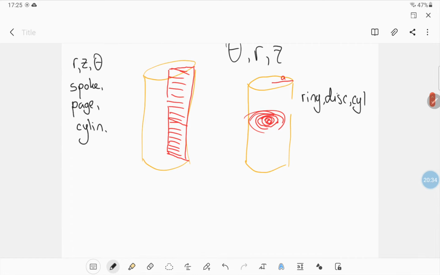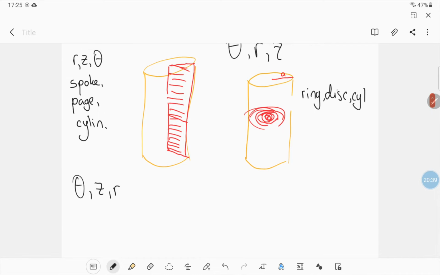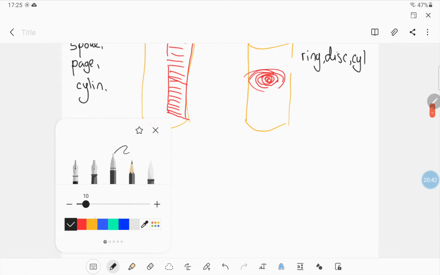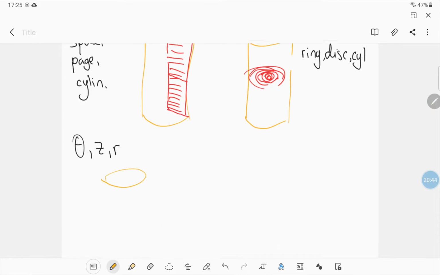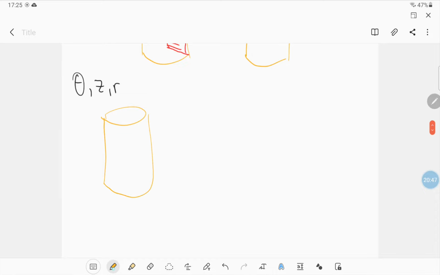Another possibility, theta z r. So this one starts with a ring, and then you add up from the z's. So you end up with, now what this would be like is a cylindrical shell. It's like a Pringles tin, it's hollow. So you got all these rings. Yeah, so this is, I'm going to go with ring, cylindrical shell. Well, we'll call it a Pringles.